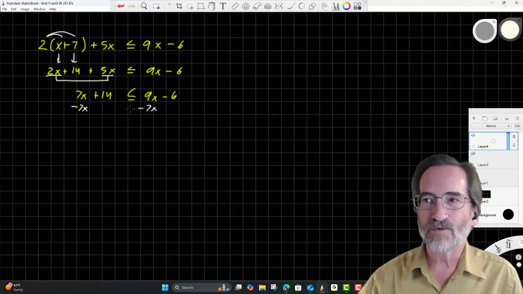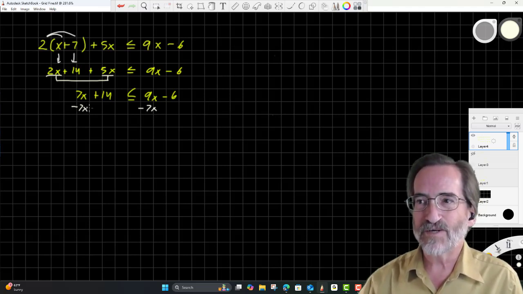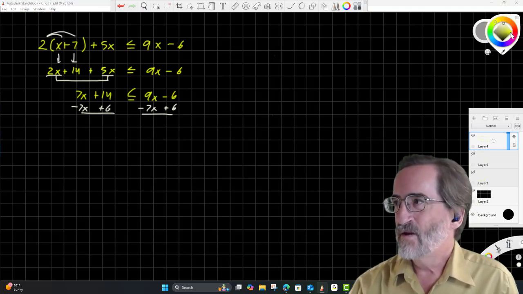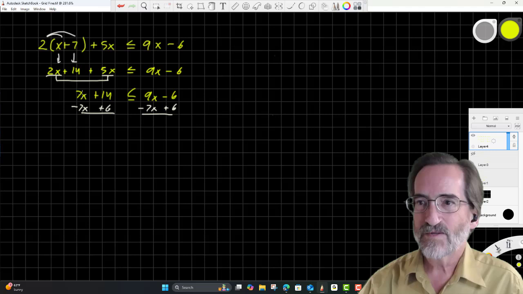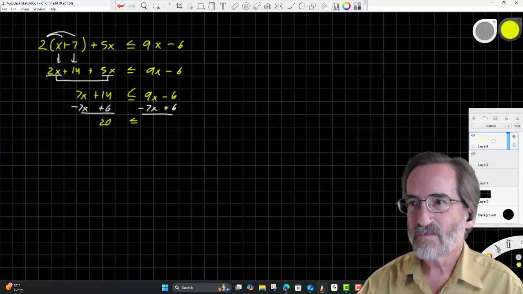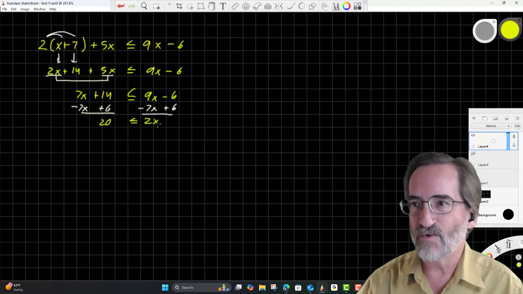And I'm going to get rid of the 7x by subtracting 7x, but I'm also going to get rid of the minus 6 by adding 6 to both sides. Kind of combining two steps in one. Okay. And we get 7x minus 7x is nothing. 14 and 6 is 20. 20 is less than or equal to 9x take away 7x is 2x.